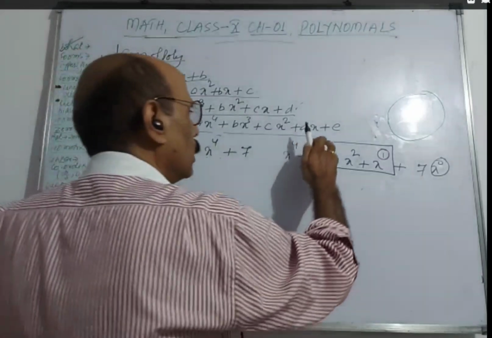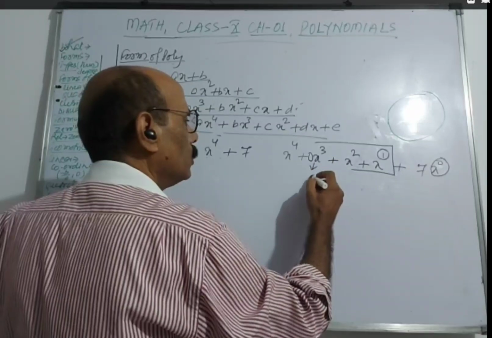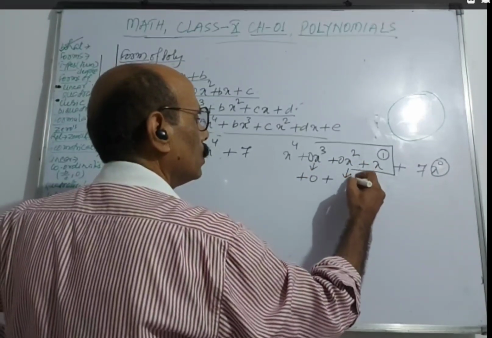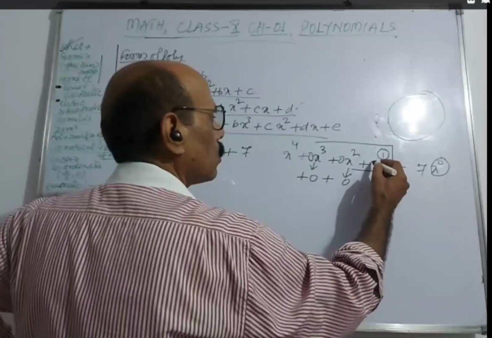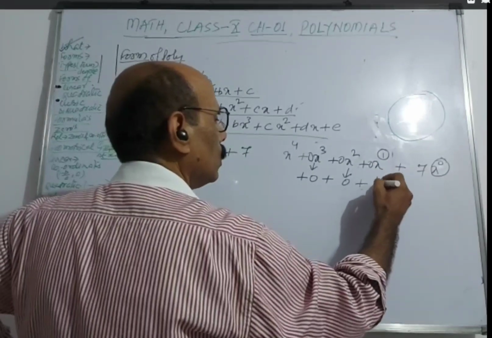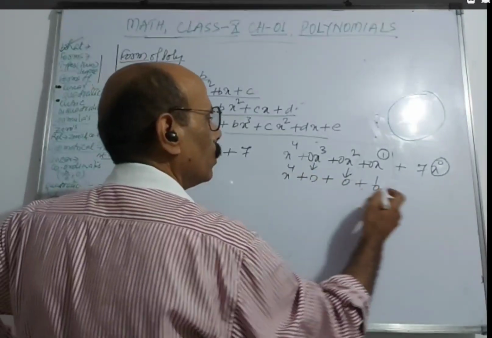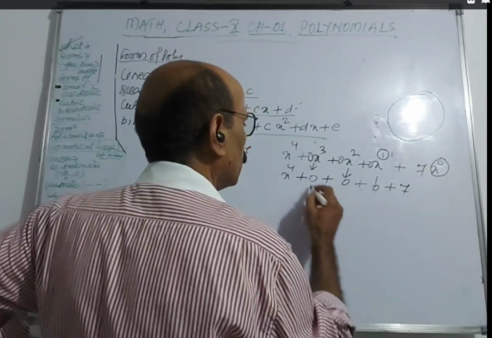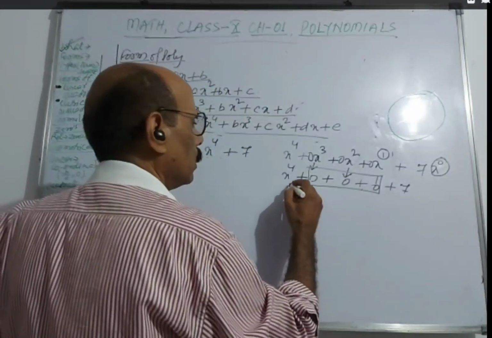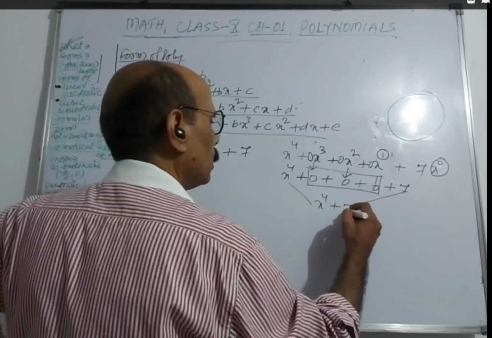Why missing? If the coefficient is 0, this becomes 0. Plus 0. Here also, if the coefficient is 0, this becomes 0. Here also, if the coefficient is 0, then this is also 0. So then what is actually left? X to the power 4 and here only 7. Therefore, these 0 terms are not mentioned. The equation became only x to the power 4 and 7.